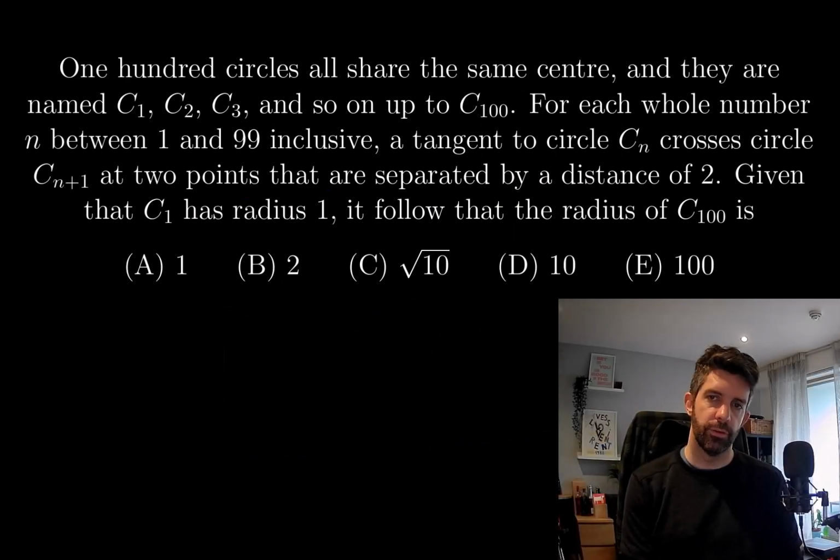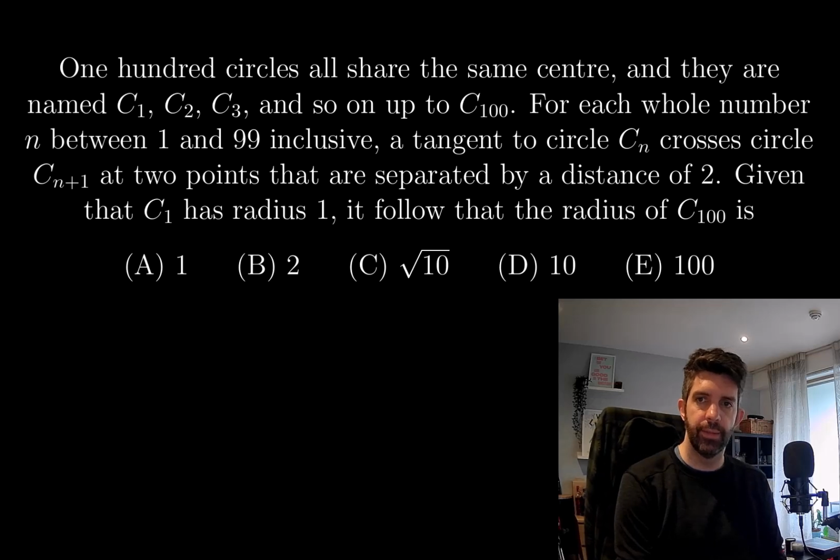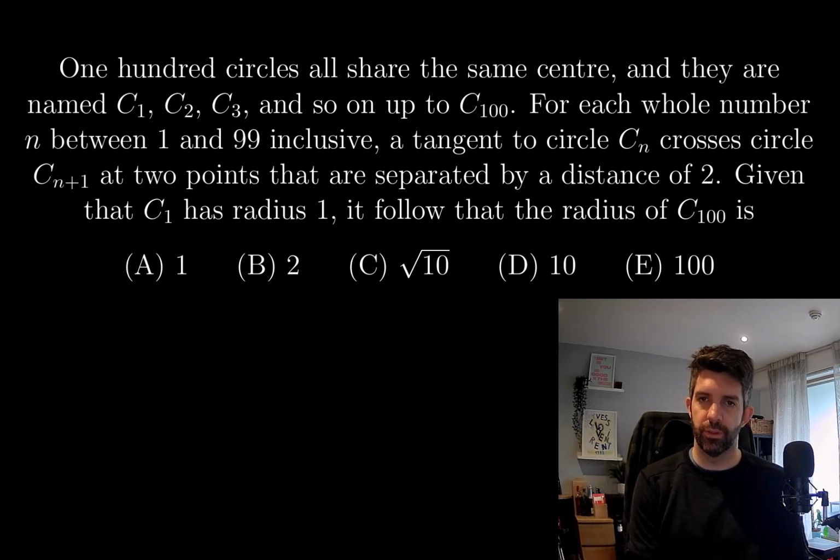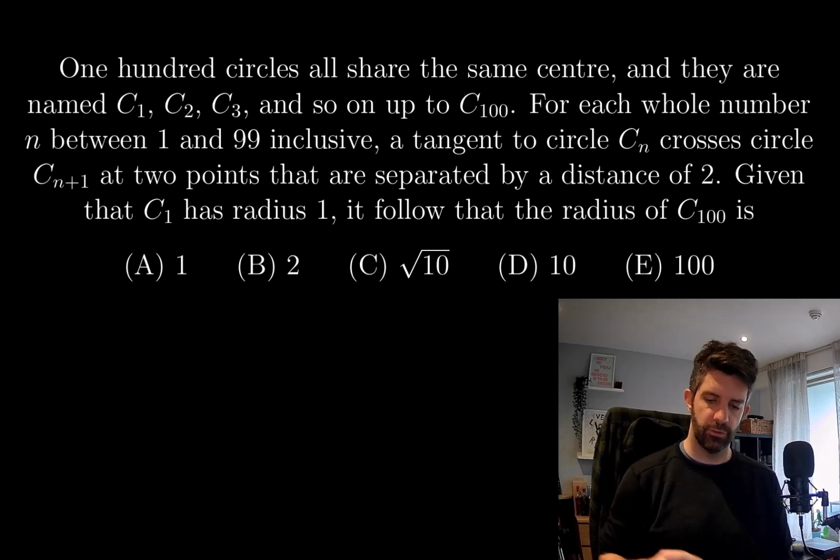100 circles all share the same center, and they are named C1, C2, C3, and so on, up to C100. For each whole number n, between 1 and 99 inclusive, a tangent to circle Cn crosses circle Cn+1 at 2 points that are separated by a distance of 2. Given that C1 has radius 1, it follows that the radius of C100 is one of these.